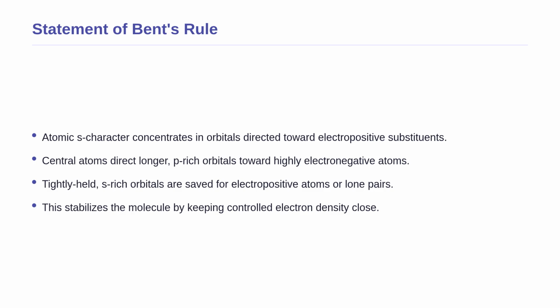With those terms clear, we can now state Bent's rule formally. The rule states that atomic s character concentrates in orbitals directed toward electropositive substituents. In simpler terms, if a central atom is bonded to a greedy, highly electronegative atom, it gives up trying to hold those shared electrons close. Instead, it directs a longer, p-rich orbital toward that greedy atom. It then saves its tightly held s-rich orbitals for atoms that are willing to share nicely, or for its own unshared lone pairs. By doing this, the central atom stabilizes the entire molecule.